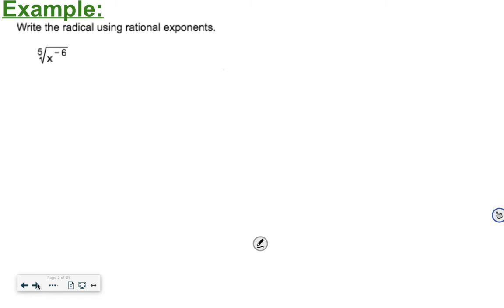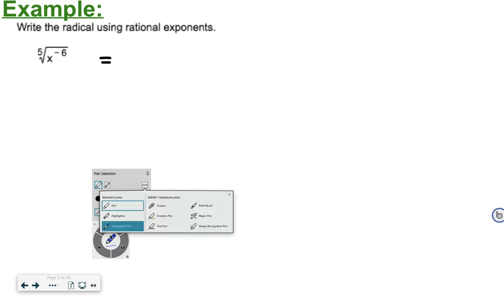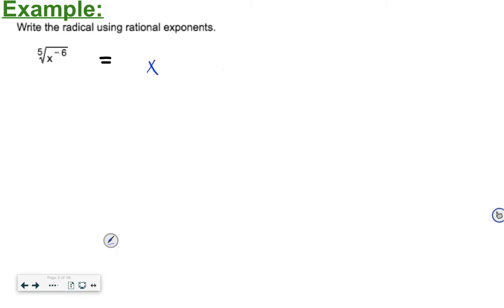Remember that, ladies and gentlemen, to be able to write this radical expression as a rational exponent, you can write it down as x to the power negative 6. The degree of the radical, which is 5, is going to be written in the denominator of the exponent, which means that negative 6 over 5 is the expression written with a rational exponent.